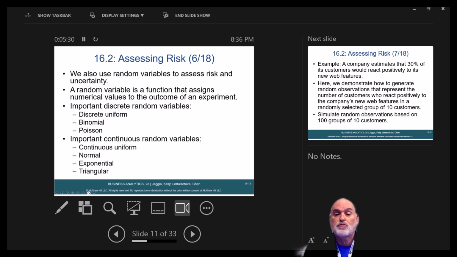We also use random variables to assess risk and uncertainty. A random variable is a function that assigns numerical values to the outcome of an experiment. Important discrete random variables include discrete uniform, binomial, and Poisson. Important continuous random variables include continuous uniform, normal, exponential, and triangular.